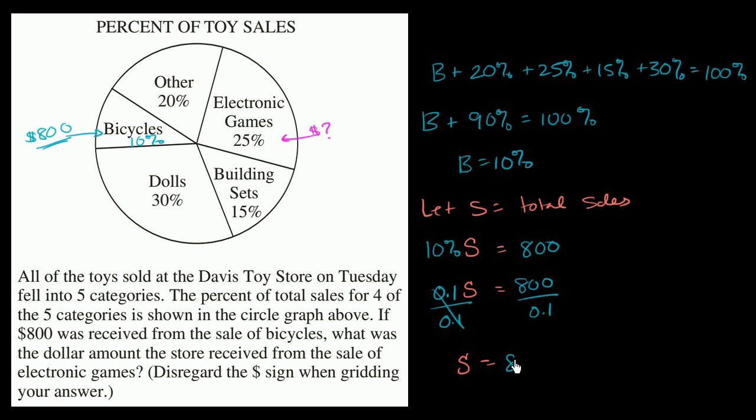Now, in your head, you could have probably done this. You could have said, okay, this is 10%. 10% of something is 800. Well, that thing must be $8,000. $8,000 is our total sales, but we're still not done yet.